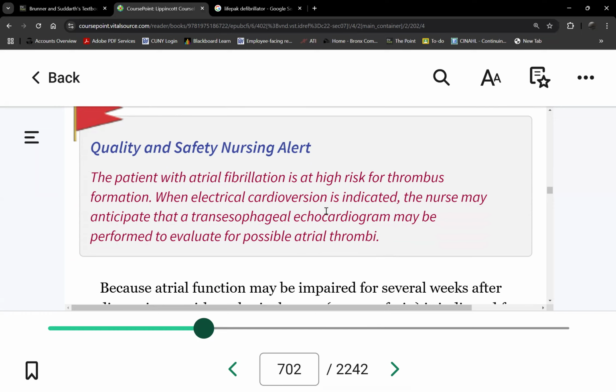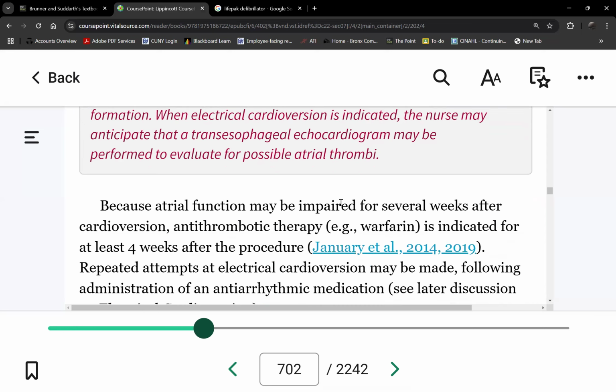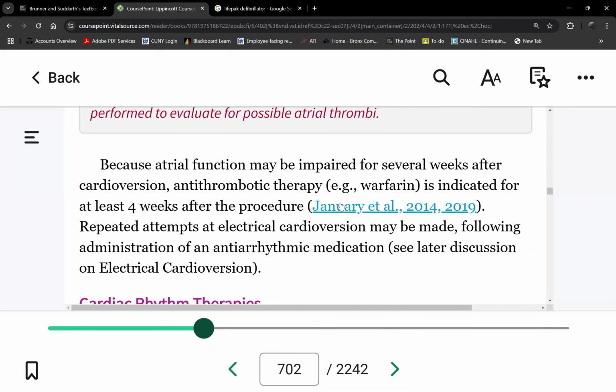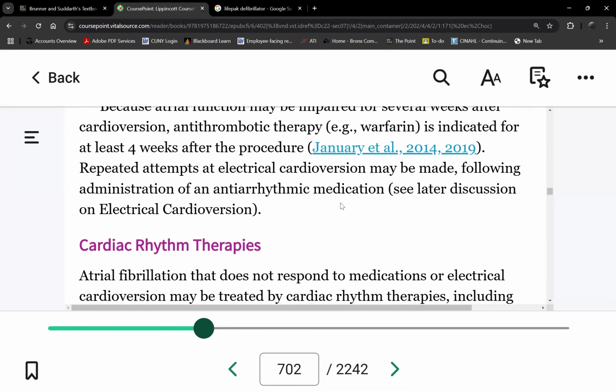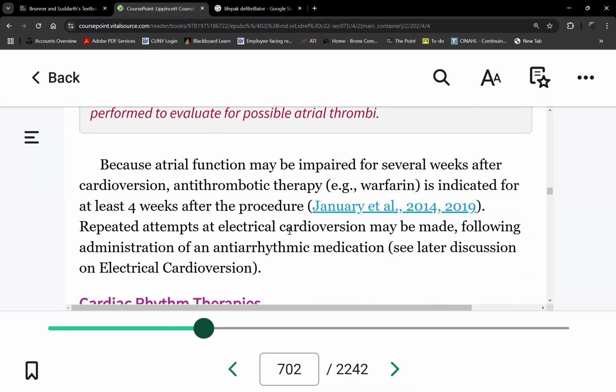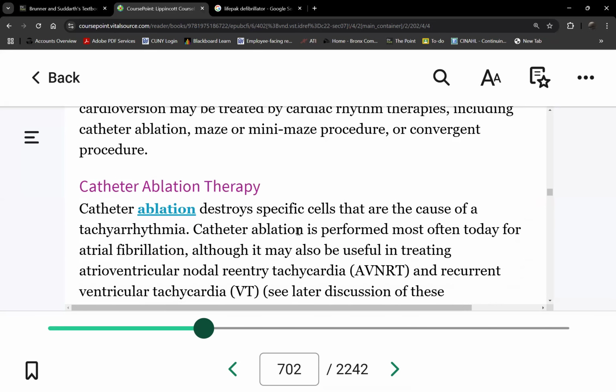Okay, so we already discussed this. If the patient is high risk for clotting, what do we do again? Anticoagulant first, do an echo, and then perform cardioversion. Okay, so that's usually the protocol, the safest way to do cardioversion. It's about 4 weeks or longer, depending on the patient's risk.